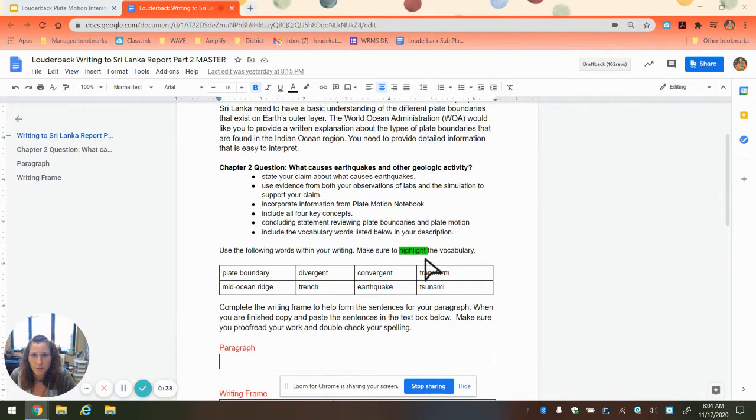So our Chapter 2 question is, what causes earthquakes and other geologic activities? We're going to state our claim about what causes earthquakes and geologic activities. We're going to use evidence from our observations, labs, and simulations. We're going to incorporate information from our plate motion notebook, include all 4 key concepts, provide a concluding statement reviewing plate boundaries and plate motion, and then make sure we use the vocabulary below and highlight them. So that would be plate boundary, mid-ocean ridge, divergent, trench, convergent, earthquake, transform, and tsunami.